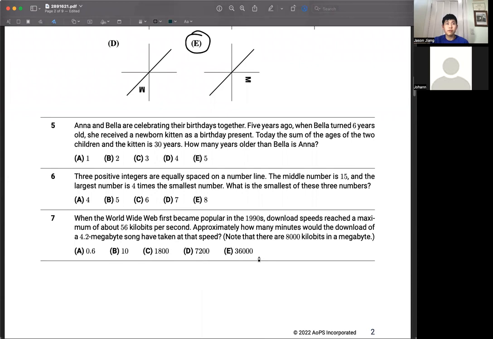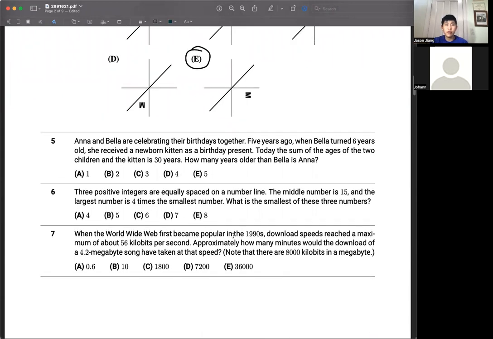Okay, problem 5. Anna and Bella are celebrating their birthdays together. 5 years ago, when Bella turned 6 years old, she received a newborn kitten as a birthday present. Today, the sum of the ages of the two children and the kitten is 30 years. How many years older than Bella is Anna? So we know that 5 years ago, Bella turned 6. That means that now she's turning 11.